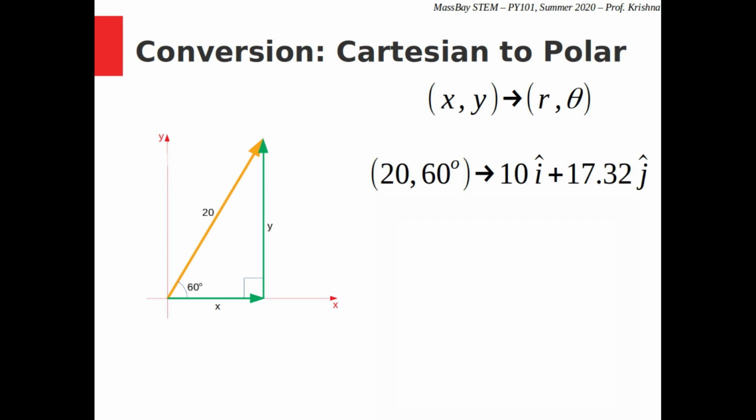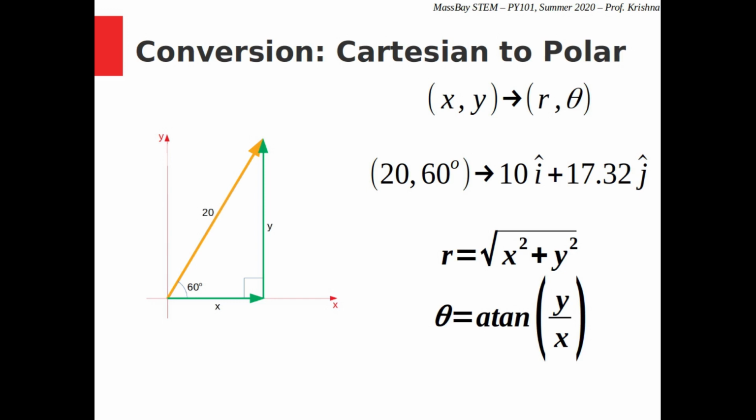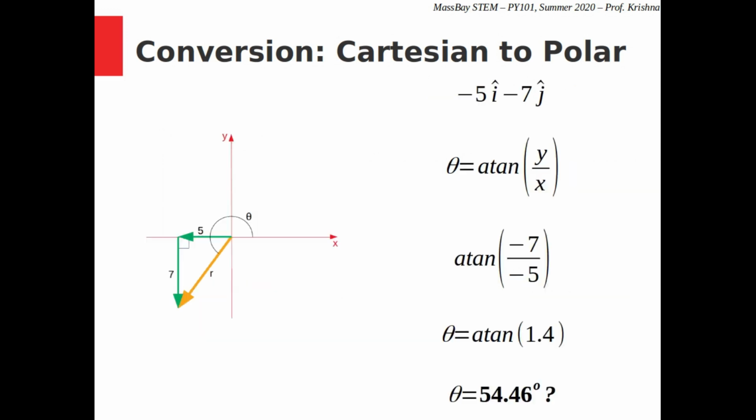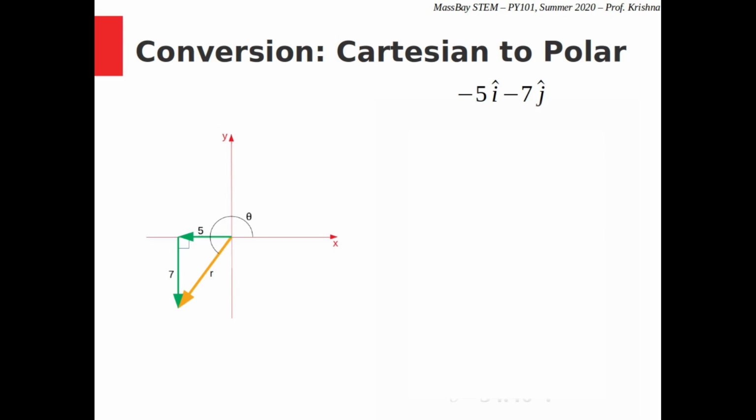polar as 20∠60 degrees. Again, to generalize, to translate a vector from Cartesian to polar, we apply the Pythagorean theorem to get r. r equals the square root of x squared plus y squared. And to get theta, we take the arctangent of y over x. Now, you have to be careful about that last step.